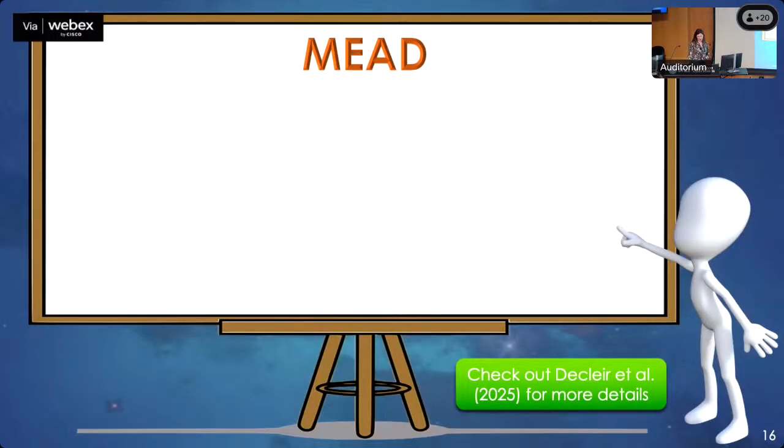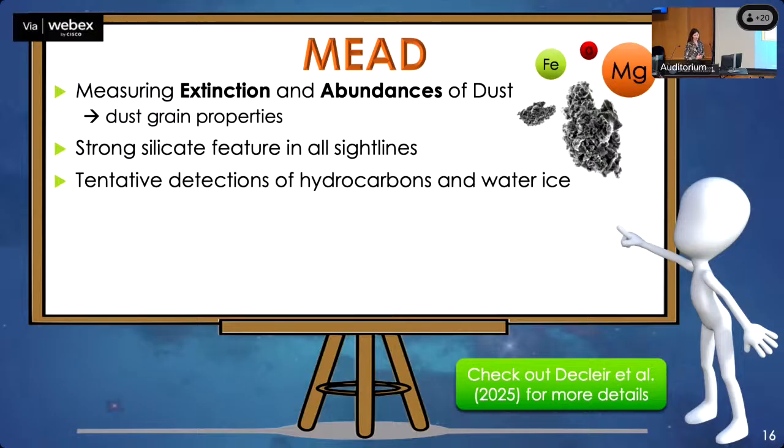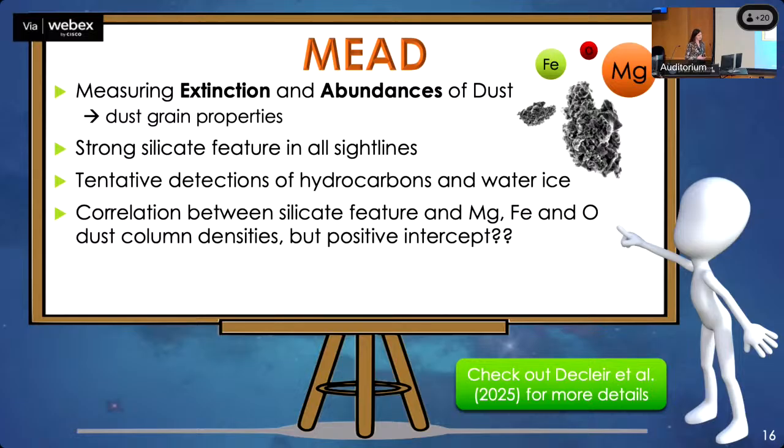And with that, I'm at my summary. So with MEAT, we're measuring extinction and abundances of dust for the same sample of sightlines. And the goal is to really learn more about the properties of the dust grains. We find a strong silicate feature in all of our sightlines, as expected, but also tentative detections of hydrocarbons and even water ice in these very diffuse sightlines. There's a strong correlation between the strength of the silicate feature and the column densities of magnesium, iron, and oxygen in the dust. But when we fit the data, we find a positive intercept that we don't really understand yet. However, soon we're going to get new MIRI data to hopefully clear some things up.